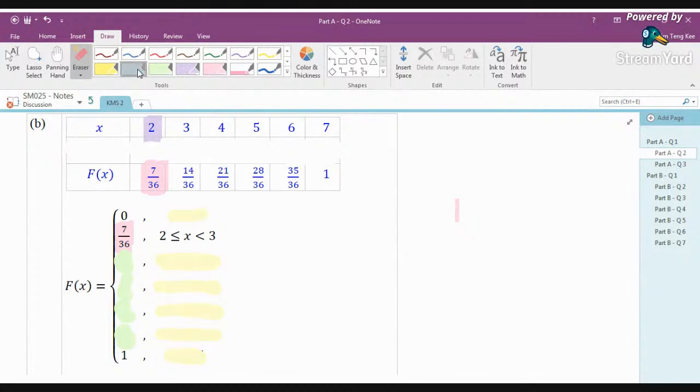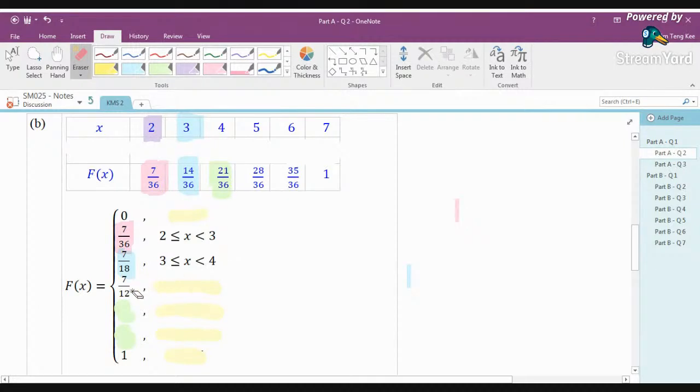Okay, then go on. For the next value, 14 over 36, and when we simplify it, you have 7 over 18. How we get this answer is that we consider starting from 3 until somewhere before 4. So start from 3 until somewhere before 4. It will be 3 less than or equal to x less than 4. Follow? 21 over 36 is the next value. When you simplify, you have 7 over 12.